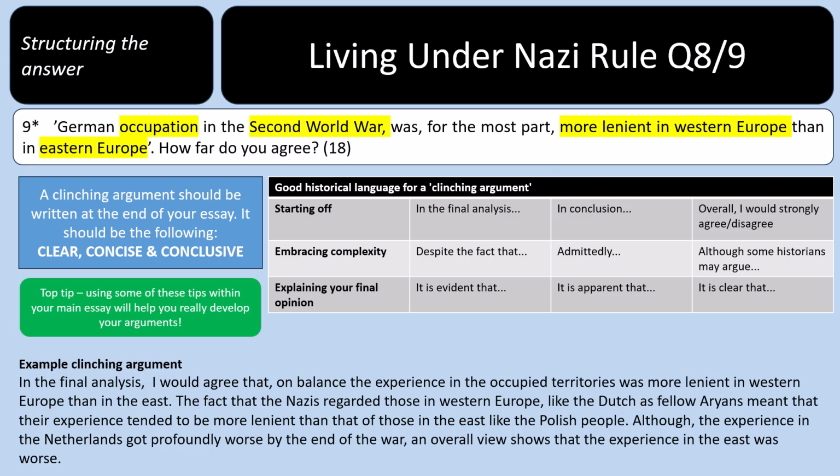So a final clinching argument: in the final analysis I would agree that on balance the experience in the occupied territories was more lenient in Western Europe than in the East. The fact that the Nazis regarded those in Western Europe like the Dutch as fellow Aryans meant that their experience tended to be more lenient than those of the East like the Polish people. Though the experience in the Netherlands got profoundly worse by the end of the war, an overall view shows the experience in the East was worse.